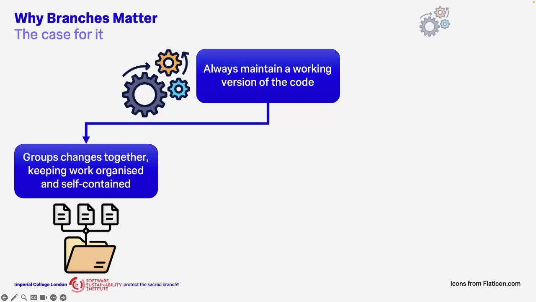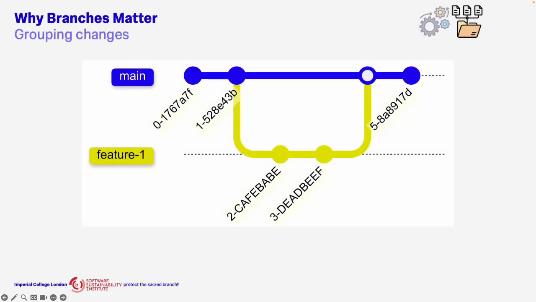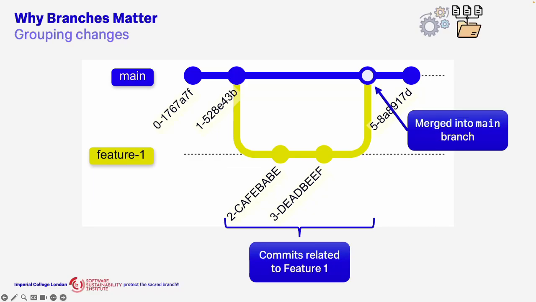With this core tenet in mind, the next reason for using branches is organizational. With branches, it's possible to group a set of changes together to mark them as being related to a specific thing. This helps to keep the work organized and to keep each component self-contained. This Git graph shows that there are 2 branches, main and feature 1. On the feature 1 branch, we can see the commits 2 and 3 with the hex words cafe babe and dead beef. These are related to feature 1. Even when these commits have been merged back into the main branch, it'll still be possible to see that they are related to this feature.